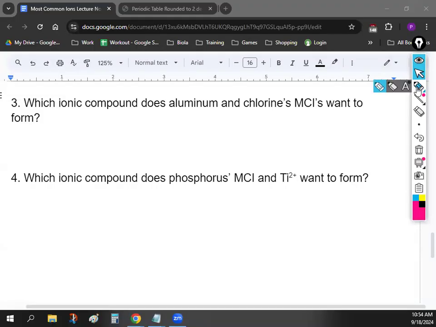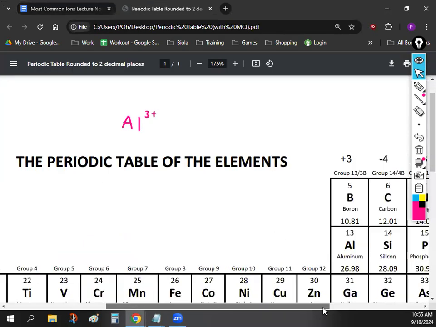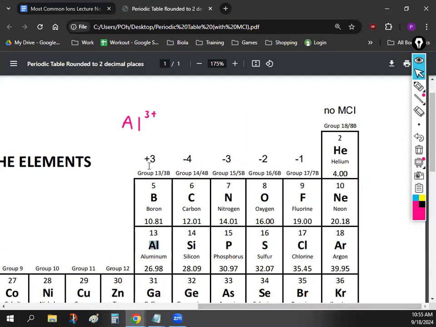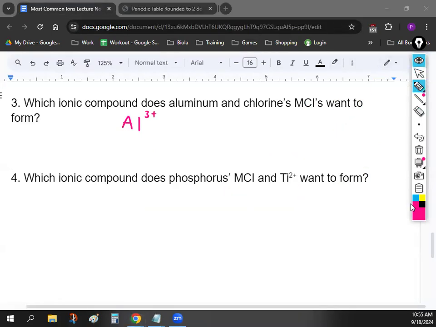Okay, if we take a look at number 3, we've got Al, or aluminum, and chlorine. So Al is 3 plus. If you look on the periodic table, Al is right here, so it's positive 3, and then Cl is negative 1. So make sure you got those two for the ions.